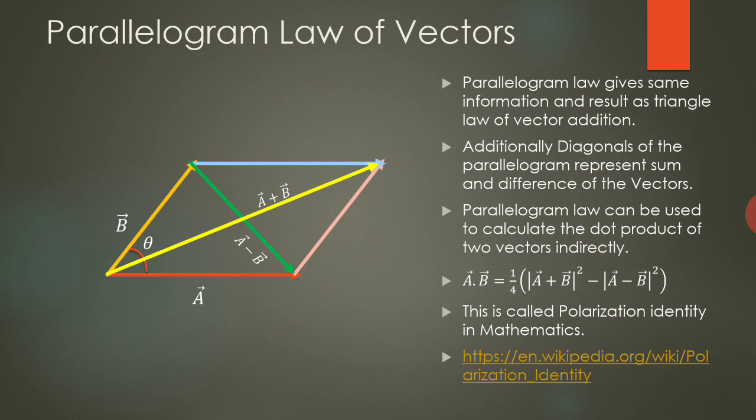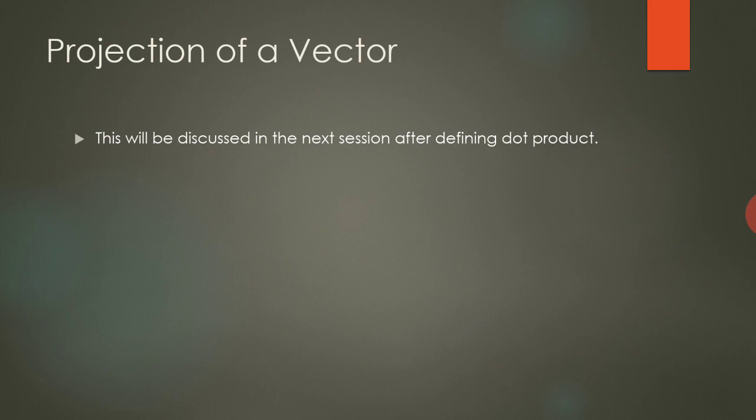The difference of the squared magnitudes of the diagonals of the parallelogram is 4 times the dot product of the two vectors. This condition is called the polarization identity in mathematics. Further details can be seen in this Wikipedia link. And coming to projection of vectors, this can be well understood once we define the dot product of vectors. Hence, I am reserving it for the third session.